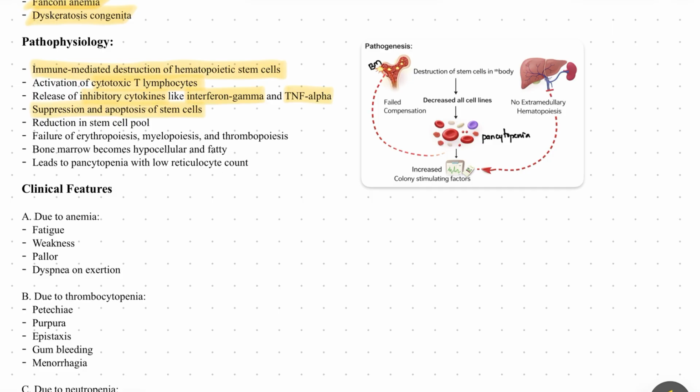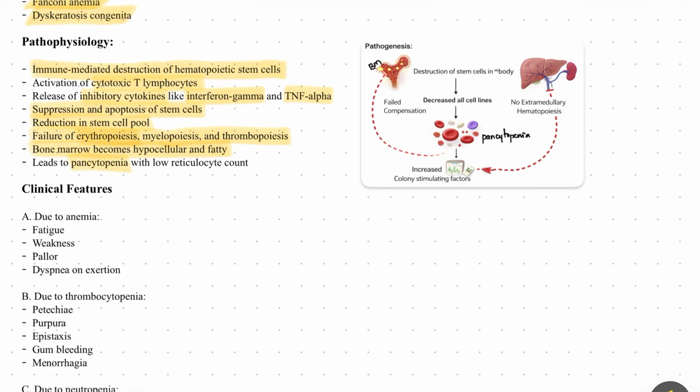So at the end there will be destruction of stem cells. The actual function of the stem cells will be lost. So there is a reduction in the stem cell pool, and failure of erythropoiesis, myelopoiesis and thrombopoiesis. Since stem cells produce everything related to blood, but they have been destroyed, everything will be reduced. The bone marrow becomes hypocellular and fatty because there will be nothing left when it is destroyed, which leads to pancytopenia.